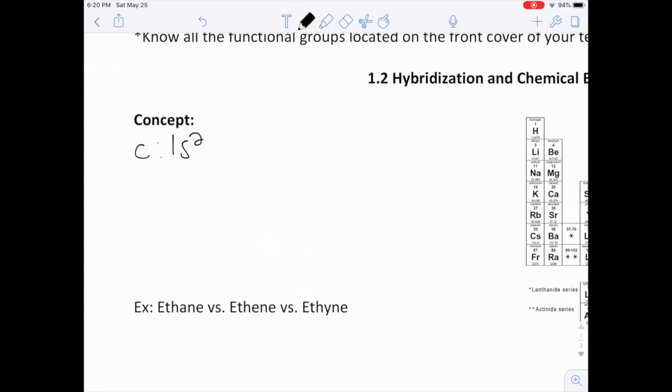1s squared, 2s squared, and 2p2. So we wrote that in, I guess, Gen Chem, and we were like, what does that mean? Well, we know that carbon has all of these atomic orbitals associated. We have an s orbital in the first row that is completely occupied. We have an s orbital in the second row that is completely occupied. And we have 3 p orbitals in the second row as well, and not all of them are filled. Only 2 electrons are located there.